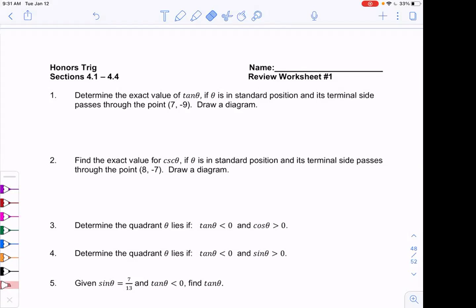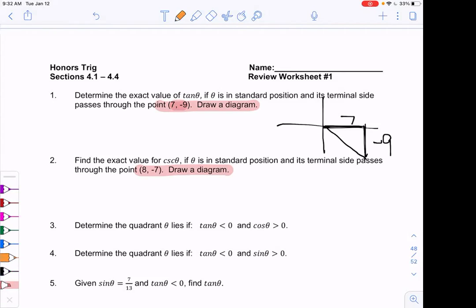Both of these give you a point and ask you to draw a diagram. So that is my x and y value. You have a point, draw a diagram. Draw a diagram just means draw a triangle. So find the location of that point. Well, I have 7 and negative 9. So my x is 7. That means I'm going over 7. My y is negative 9, so I have to go down negative 9.